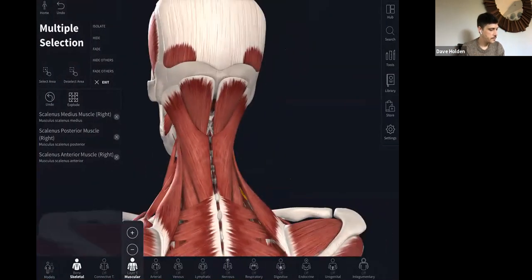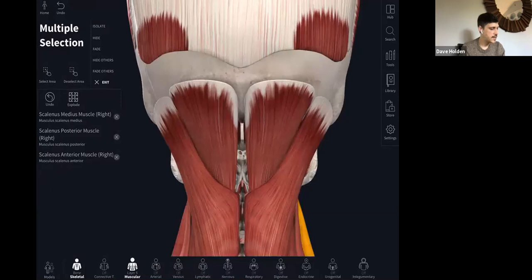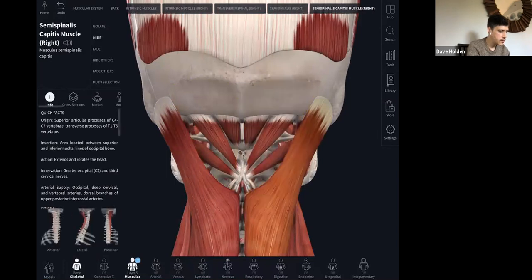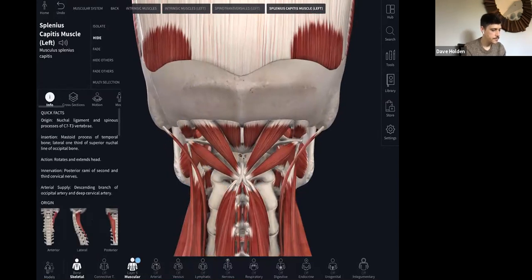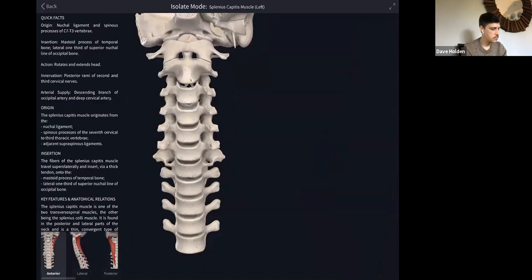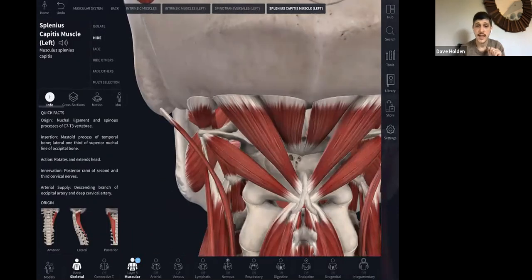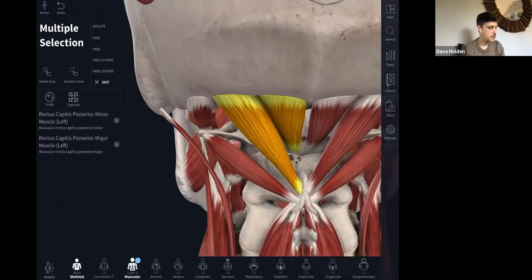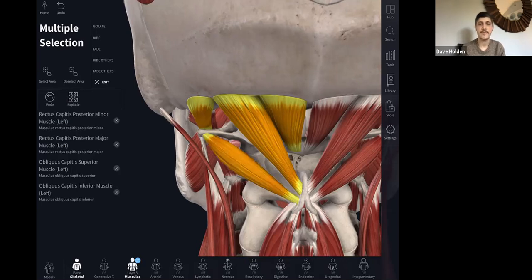So we're going to come back to our little skeleton guy. Give me a second because I got to get rid of a whole bunch of stuff. And there are your suboccipitals. So just on one, whoa. This app is really touchy for me today. I'm sorry. So we have 1, rectus capitis posterior minor. We have 2, that's rectus capitis posterior major. Number 3, oblique capitis superior. And number 4, oblique capitis inferior.